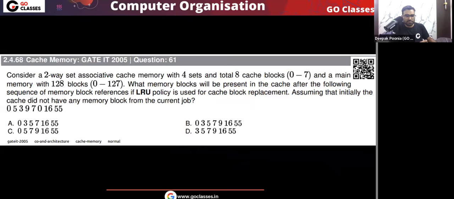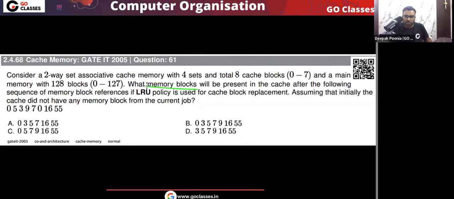Okay, let's solve the GATE 2005 question. Consider a two-way set associative cache with four sets and total number of cache blocks, that is 8. These are the number of lines, and in total we have four sets, and in every set there are two lines, and main memory with 128 blocks. What memory blocks will be present in the cache after the following sequence of memory block references? These are the main memory block numbers. This sequence is given to us.